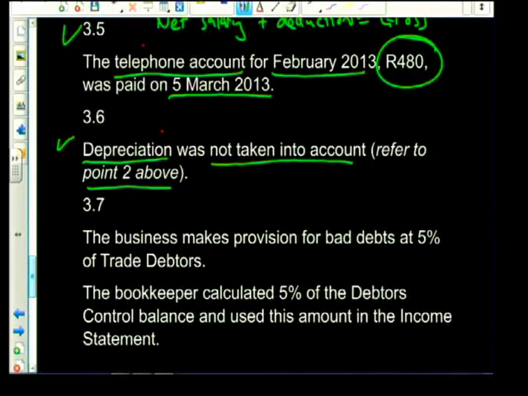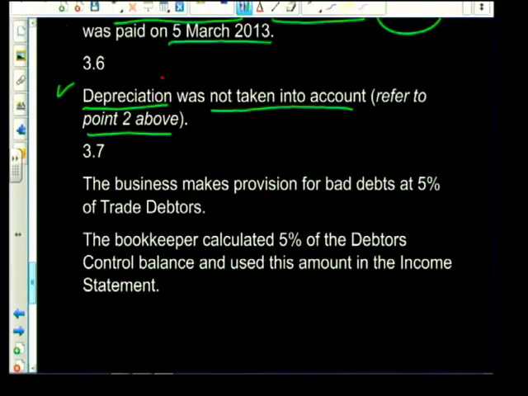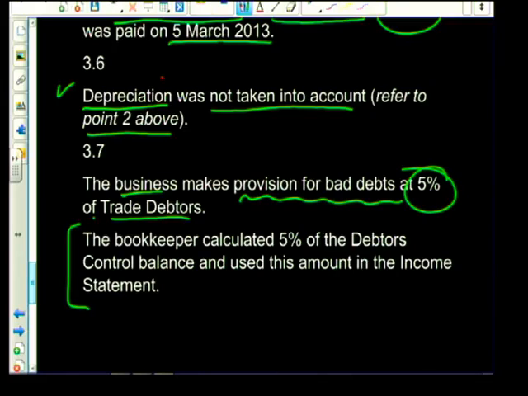Okay, now 3.7 is the provision for bad debts. It says that the business makes provision for bad debts at 5% of trade debtors. And what they did here is it says the bookkeeper calculated 5% of the debtors control balance and she used this amount in the income statement. So what the bookkeeper did was wrong. We need to just make sure that we calculate the correct provision for bad debts. I'm sure you know how to do a provision for bad debts, but we'll work through this one slowly together so that you understand what exactly should be done.